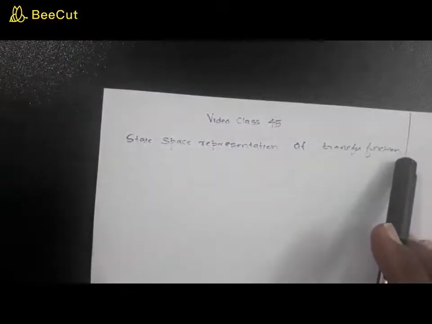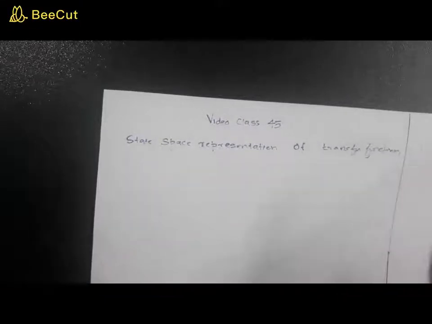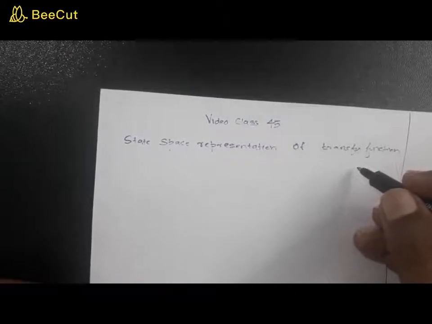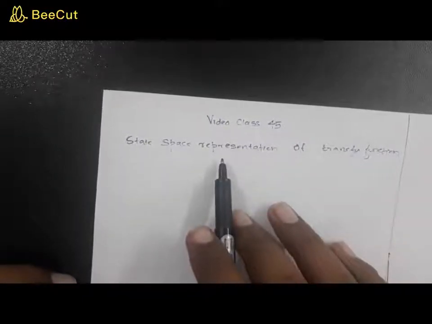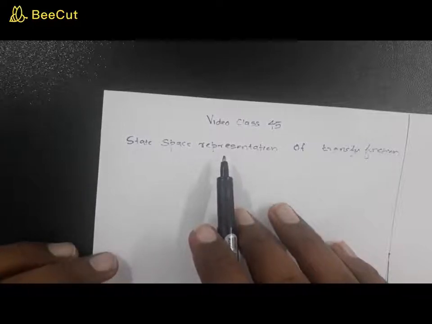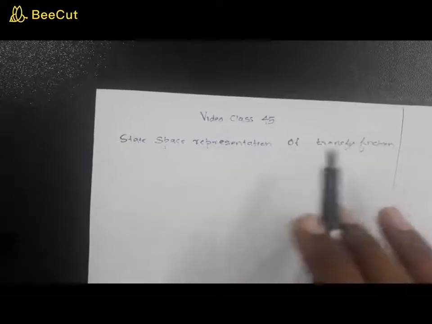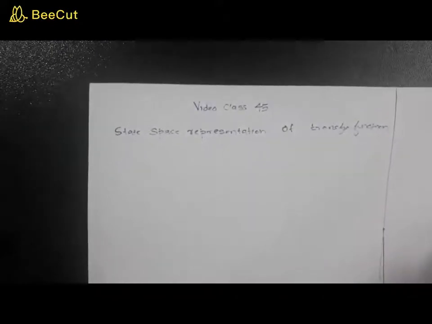In this video, we are going to study the state space representation of a transfer function. So far, in our previous videos, we have studied how to find the state space representation of an electrical system and of a given mechanical system using physical variables. We also studied how to obtain the state space model from a differential equation using the phase variable method. Now we are going to study how to obtain the state space representation when a transfer function is given.